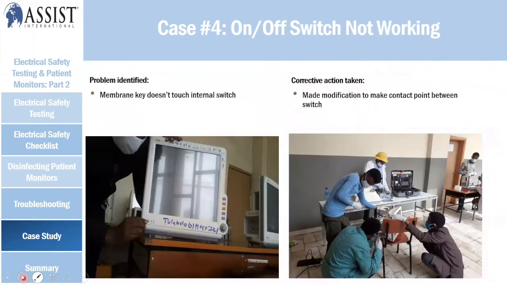Case study number 4, the on-off switch is not working. What happened is the membrane key does not touch the internal switch. The connection of the switch is not working. So they did some modification to make the contact point for the switch. Eventually when you try to power on, it turns on.